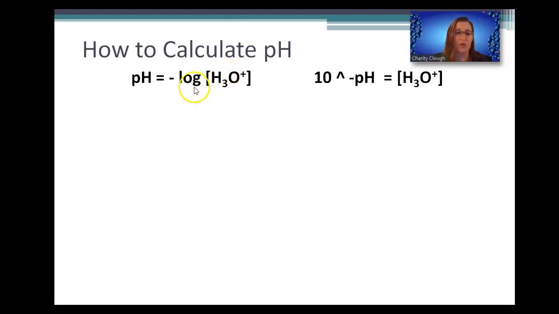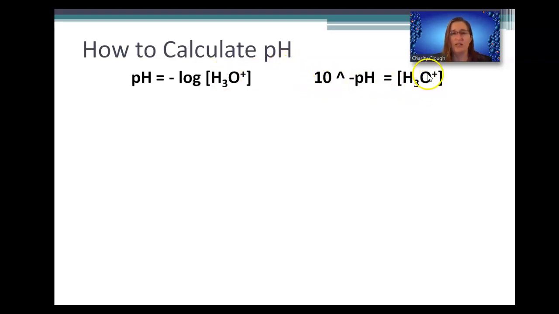Okay, so all you need to know is, if you want to calculate pH, you put a minus, and then there's a log button on your calculator right next to the 7. You just click it, and then you type in the concentration of the hydronium ion, and it gives you the pH. So you don't have to do anything with logarithms, no fancy math here. You just type it in.